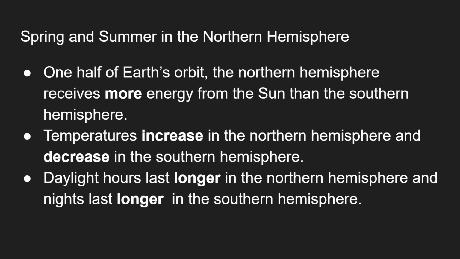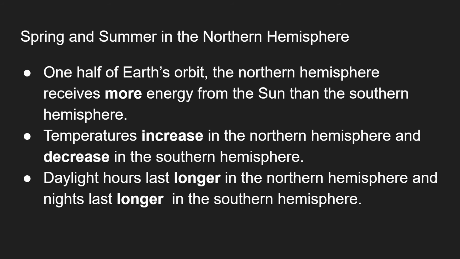And then we talk about the seasons. So in the northern hemisphere, which is where we are located, spring and summer. Let's look at that. One half of Earth's orbit, the northern hemisphere receives more energy from the sun than the southern hemisphere. So because of that, temperatures increase in the northern hemisphere and decrease in the southern hemisphere. Obviously, if we're getting more energy, we're getting hotter. If we're getting hotter, we're in summer or spring. If we're getting colder, we're in winter.